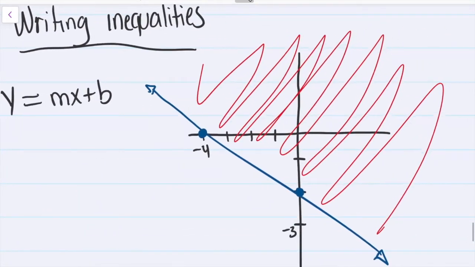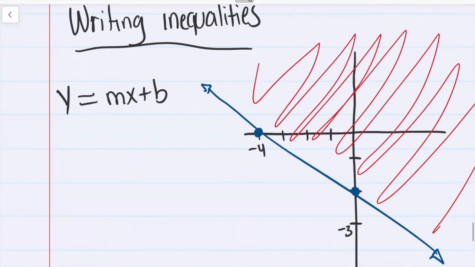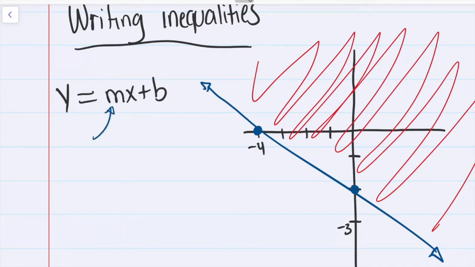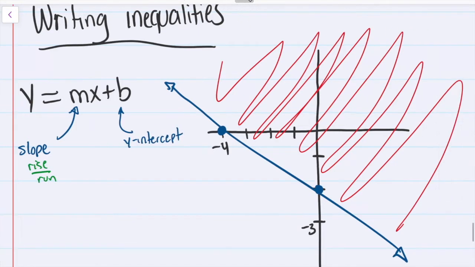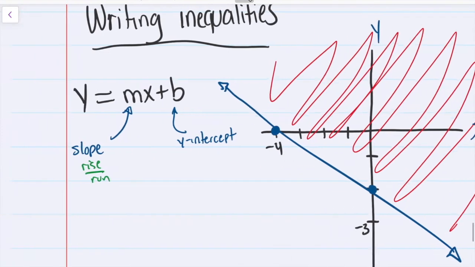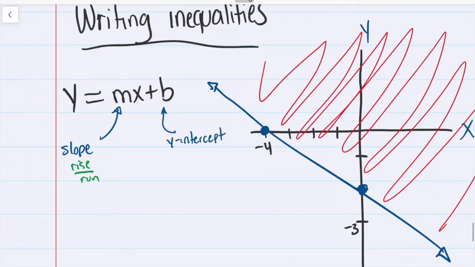First of all, let's do a little review on an equation. An equation is written in the form y equals mx plus b. And the m, the number in front of the x, stands for the slope, which can be found as the rise over the run. While the letter b stands for the y-intercept, which is when it crosses the y line. If you guys don't remember, this is your x line, this is your y line.